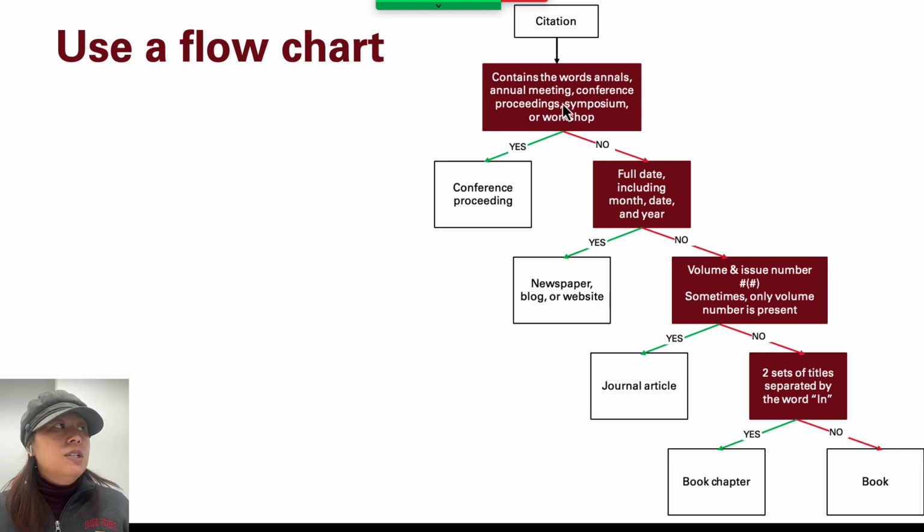All right, now if there's none of these words, you go to the next one, right? No, there's none of those words in the citation. Now it's saying if there's a full date, month, year, and date, then it's probably a newspaper, blog, or website. If there isn't a full date, if there's just a year, now you're looking at volume and issue number, right? Sometimes only the volume number. If it's there, it's a journal article. If it's not there, then it's either going to be a book, chapter, or book, okay?